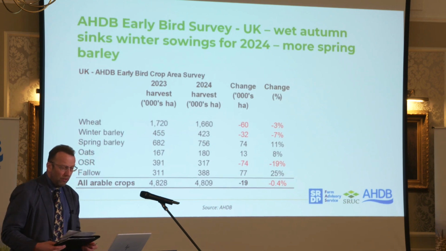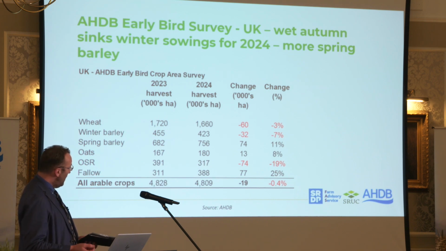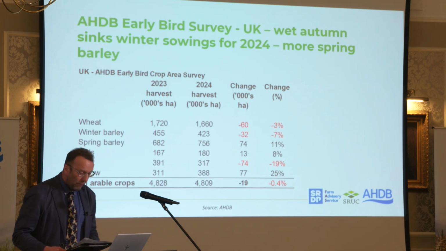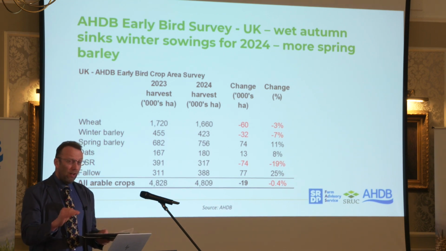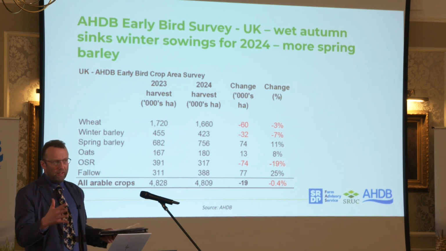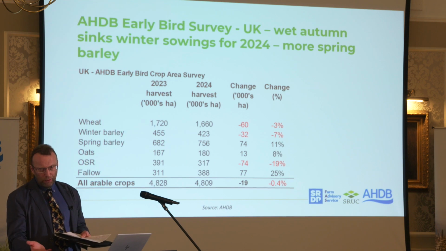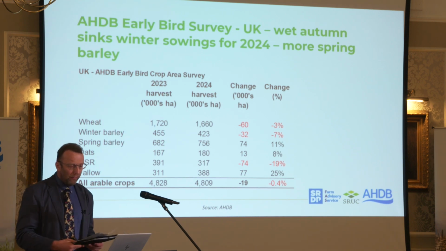Now, let's home in on the UK. What's happening? Okay, this is AHDB. That's their early estimate of crop areas, and early December was the cut-off of the survey. Farmers are asked, what are you intending? What have you planted? What are you intending to plant in 2023-24, or for 24 harvest?